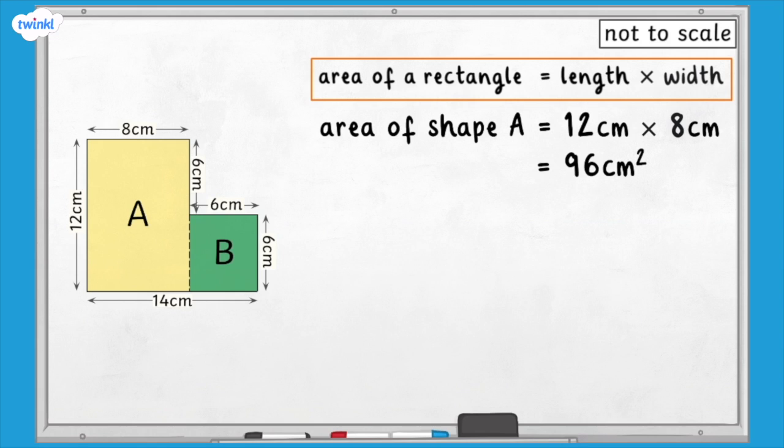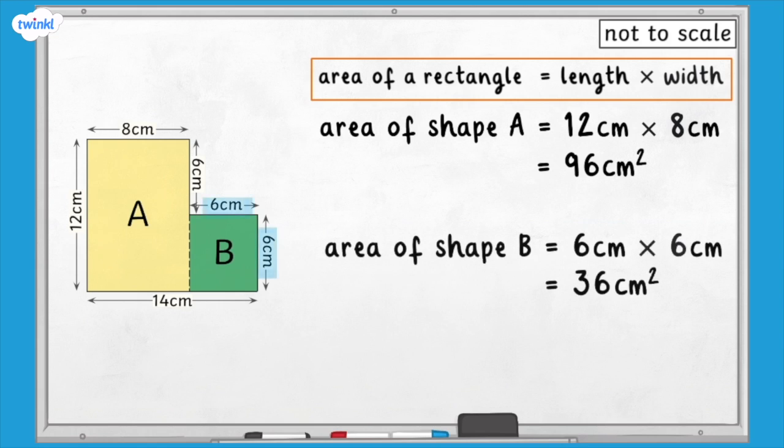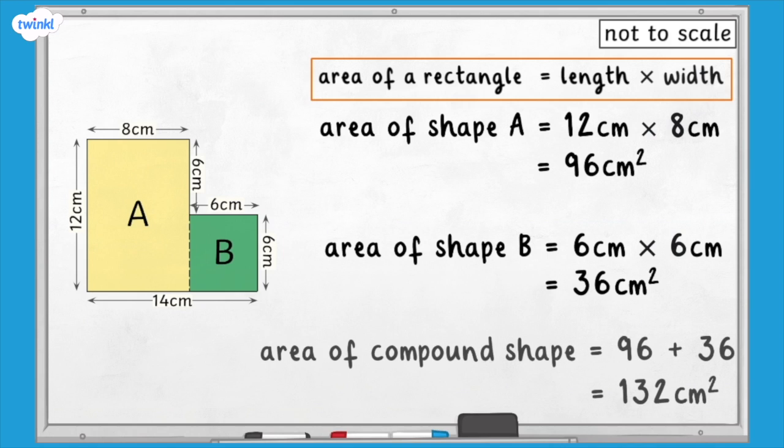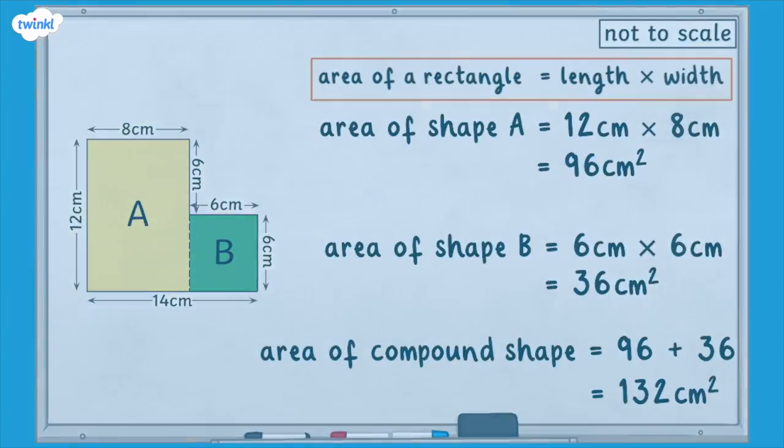96 centimetres squared. Rectangle B has a length of 6 centimetres and a width of 6 centimetres. It is actually a square, so its area is 6 multiplied by 6, which is 36 centimetres squared. 96 add 36 equals 132, making the total area of our shape 132 centimetres squared.